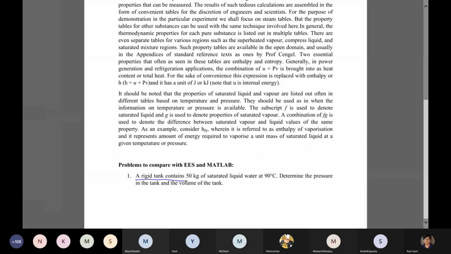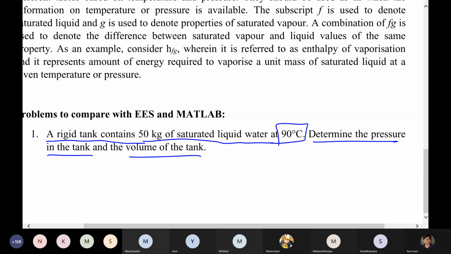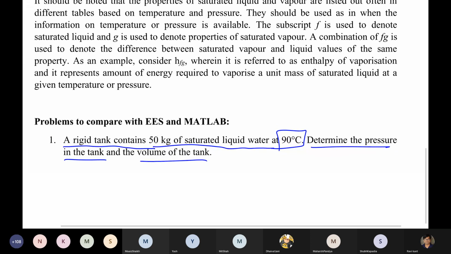A rigid tank contains 50 kg of saturated liquid water at 90 degrees C. Determine the pressure in the tank and the volume of the tank. How would we proceed? This is the only question I will take up, and I will not take further questions. I will take this question, and you guys can do the next ones. There are 4 questions in it. You can do it later.